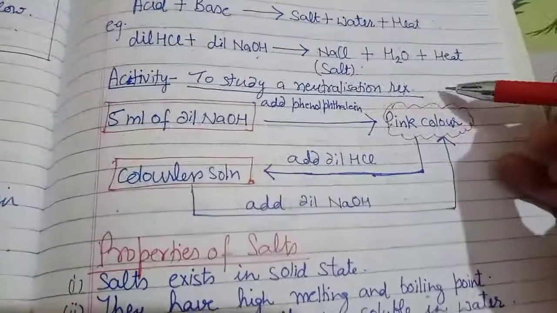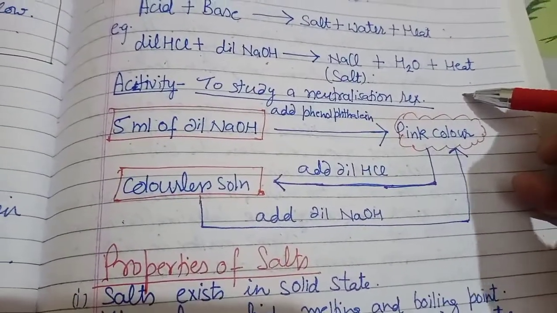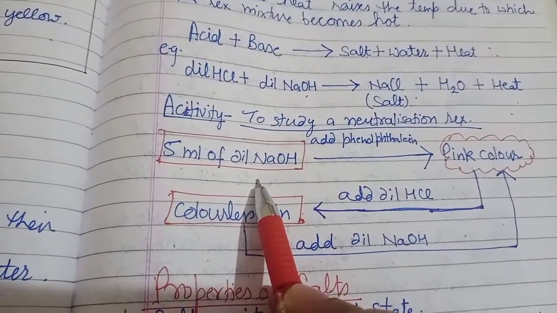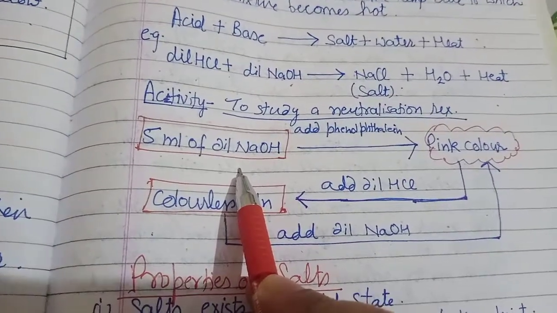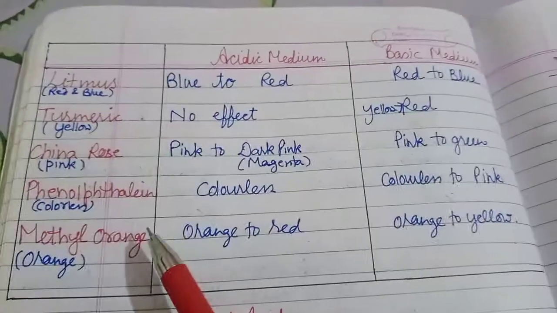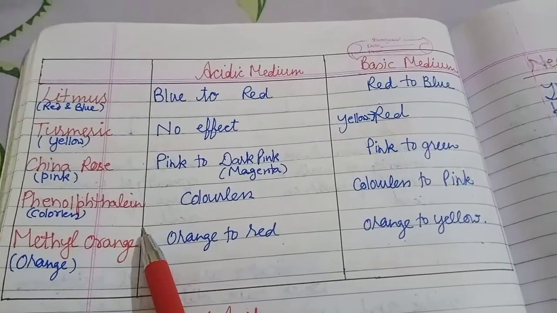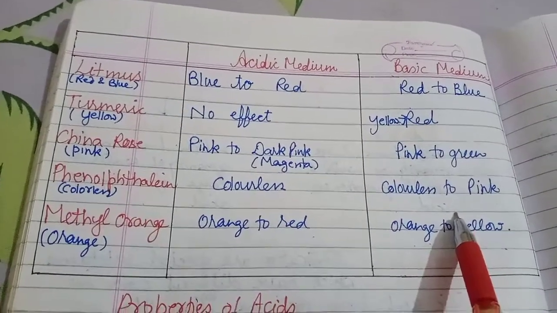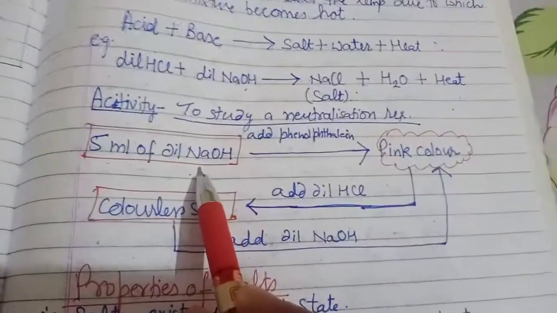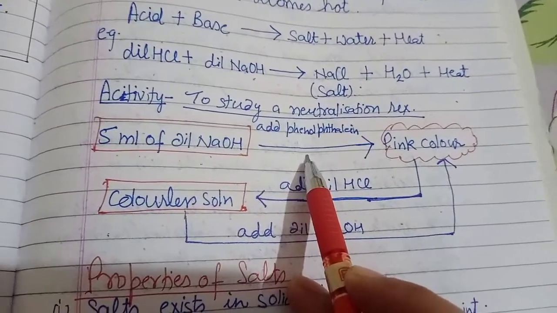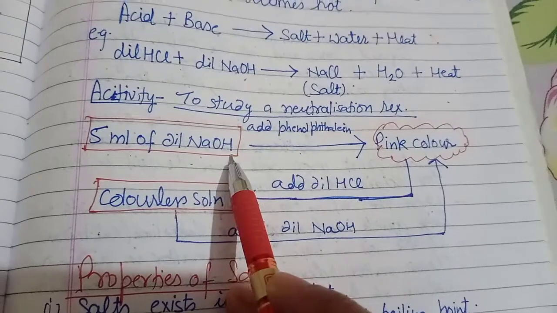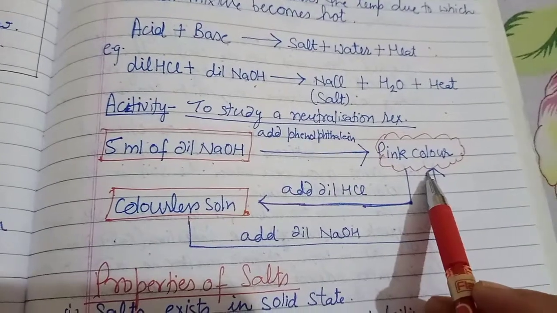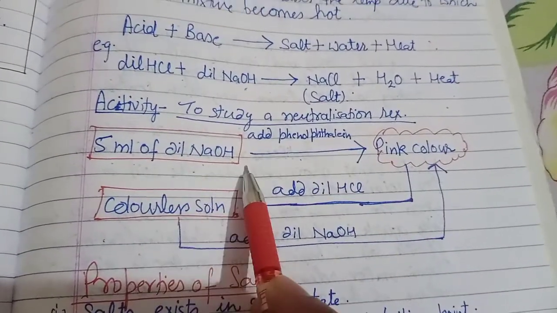Let's do an activity to study a neutralization reaction. We will take 5 ml of dilute sodium hydroxide, which is a base. I have told you that phenolphthalein, which is colorless, changes to pink color in a basic medium. We know this, right? Now in this base, we will add a few drops of phenolphthalein. What will happen? The color of the solution will change into pink, right? Why? Because it was a base.